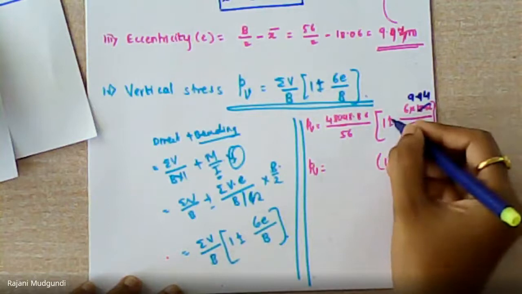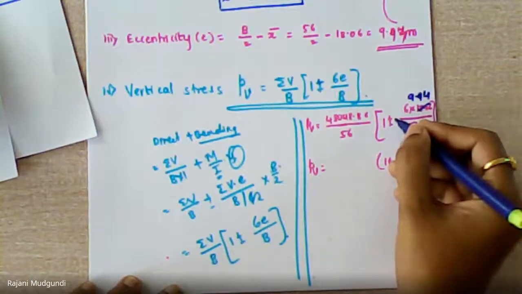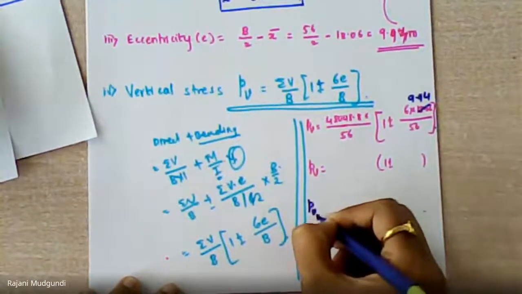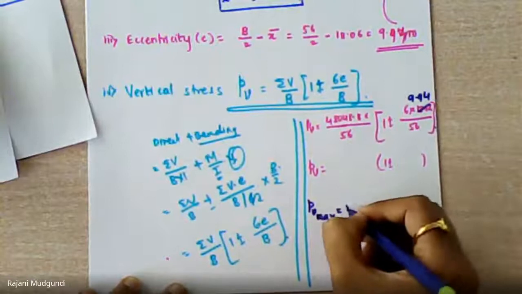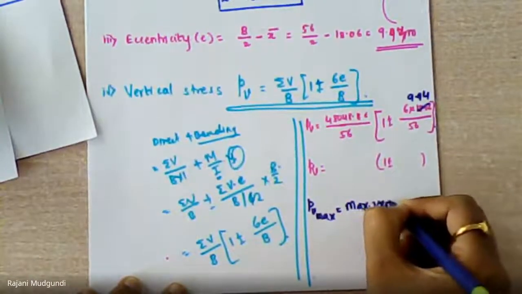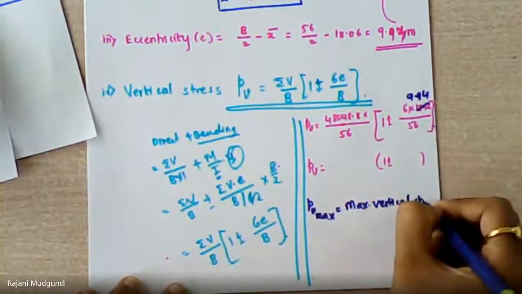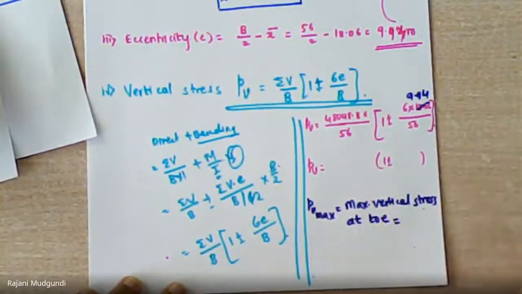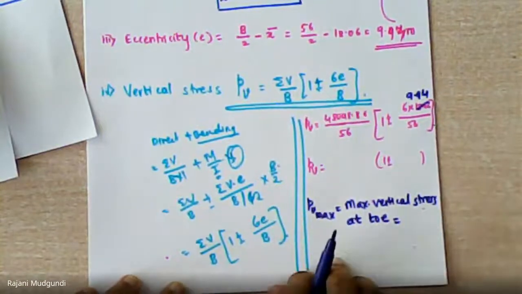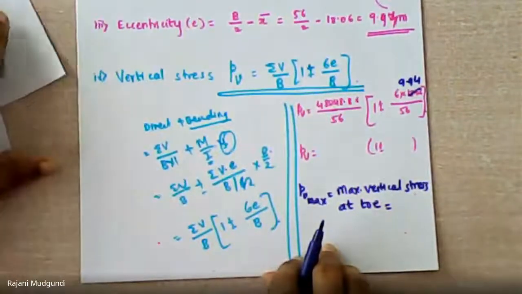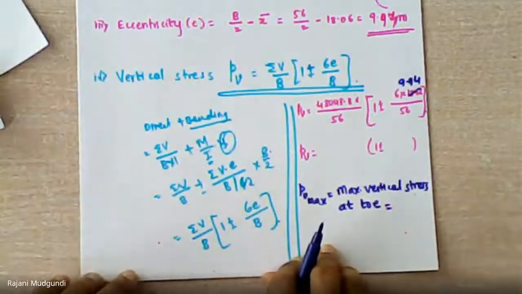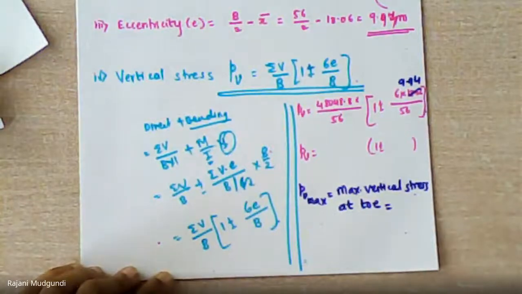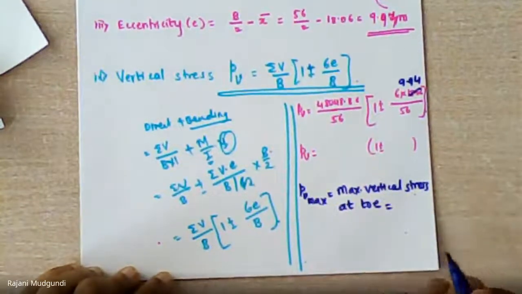So this plus sign, that is maximum stress, maximum vertical stress, PV max, it will get developed at toe. I hope now you got the reason why the maximum stress in this case will get developed at the toe. Simply the reason is the resultant is passing near the toe, therefore there the maximum stresses will get developed.